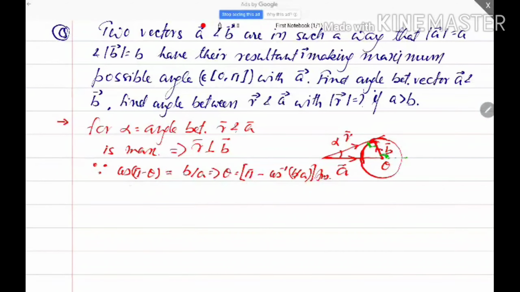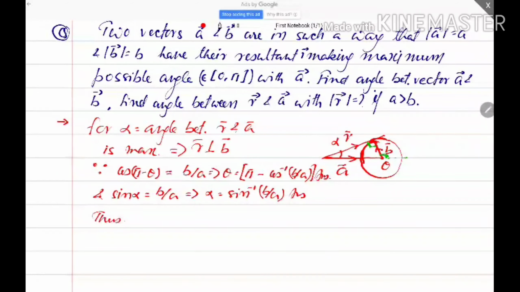Now what is the next part of the question? Find the angle between R and A. Here we can do it easily. Now we can proceed to find sine alpha in this right angle triangle, that is perpendicular by hypotenuse, that is B by A. Now the angle between R and A is equal to sine inverse B by A. This is our other answer.